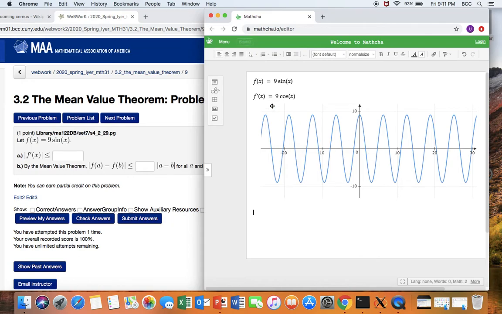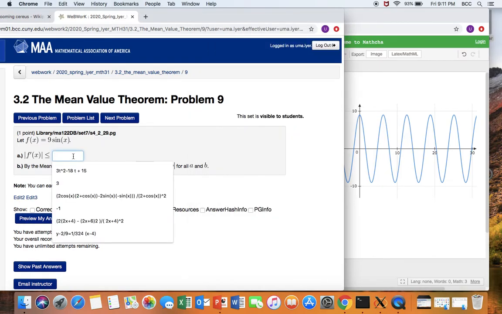So what does that mean? The absolute value of f prime of x is less than or equal to 9. Do you understand? Because even if it's negative, the minimum it goes is negative 9, but when I take absolute value, it comes back up. At most it goes to positive 9. So this is a 9.